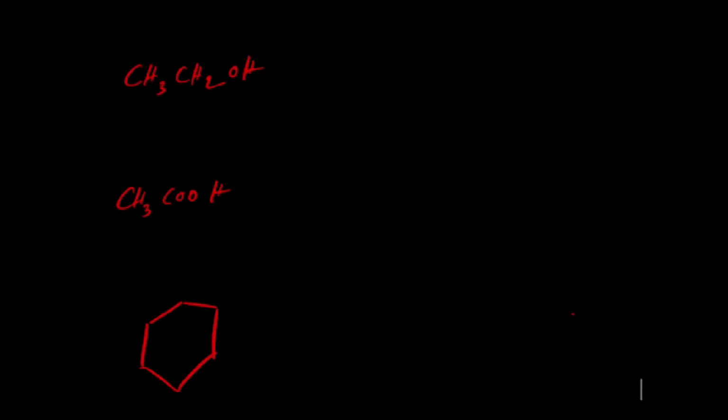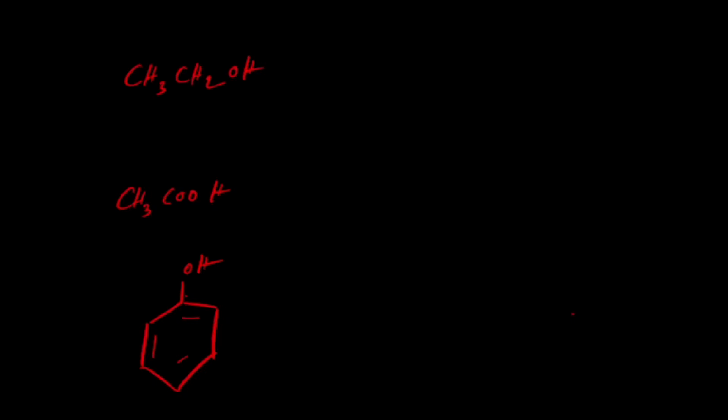So I'm comparing ethanol, acetic acid, and phenol. Phenol has a benzene ring, and on the benzene ring you have OH. This is called phenol. Now what is the conjugate base of ethanol?